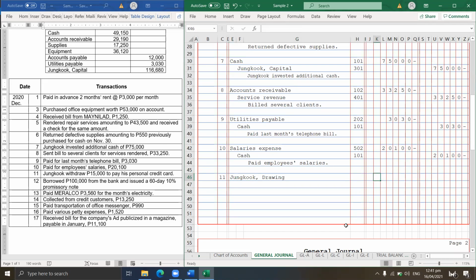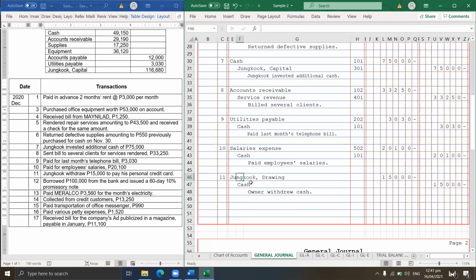Okay, that's amounting to 15,000 pesos. Okay, and then we credit cash amounting to also 15,000 pesos. So short description, owner withdraw cash. Okay, so after that, we're now ready to post.